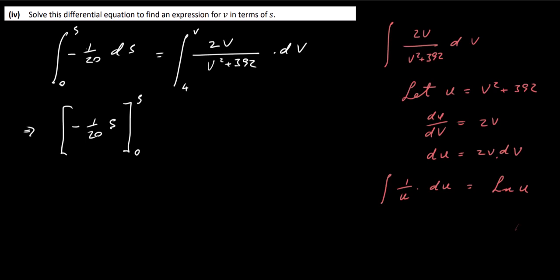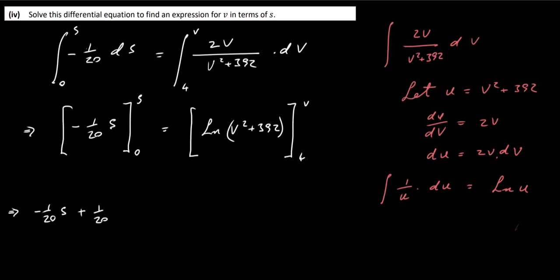So what I'm ending up with here on the right hand side, when I integrate this fraction here, I end up with the log of v squared plus 392, and the limits are 4 to v. I've just substituted back in here. Okay, so let's work all this out then. So I've got minus 1 over 20 s, minus 1 over 20, minus actually, which is plus, and 0. On this side here, I've got the log of v squared plus 392 minus the log of 4 squared plus 392.